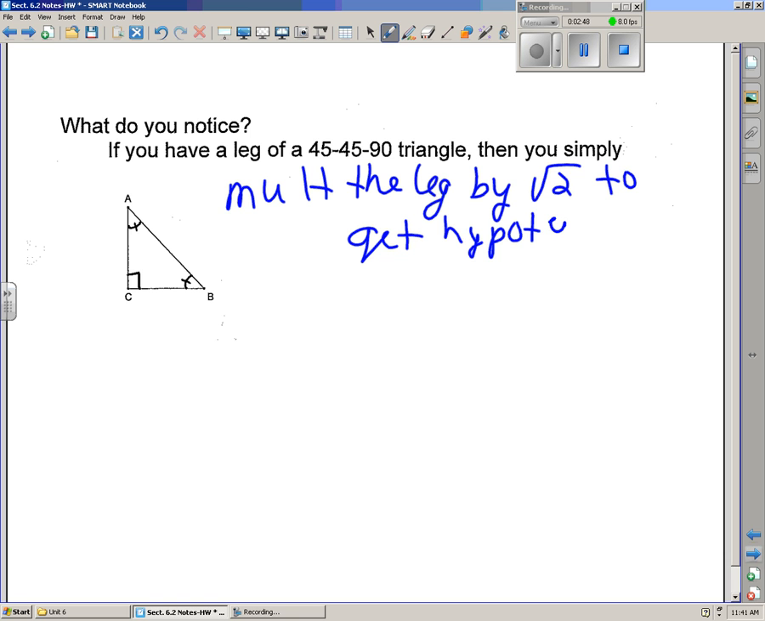So this happens to be a pattern that in any 45, 45 right triangle, if the lengths of the legs are x, then the length of the hypotenuse always is x multiplied by rad 2. And that's going to happen all the time. Okay, so 45, 45, 90s: x, x, x rad 2.